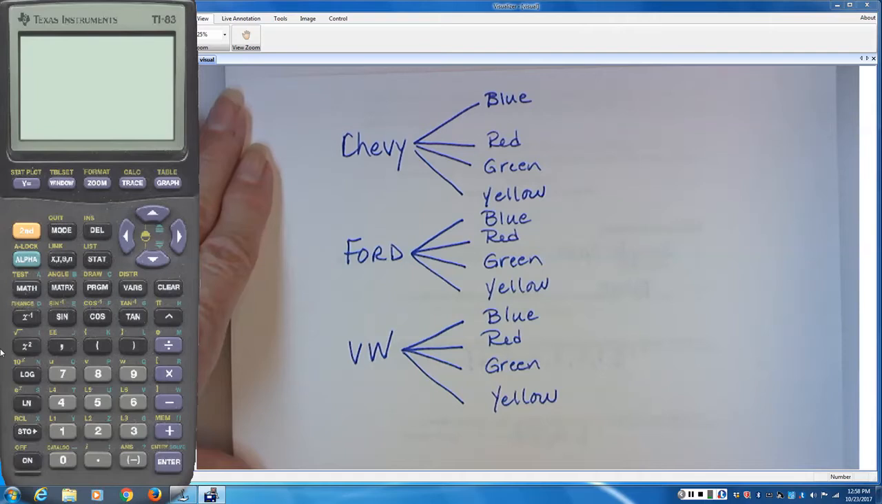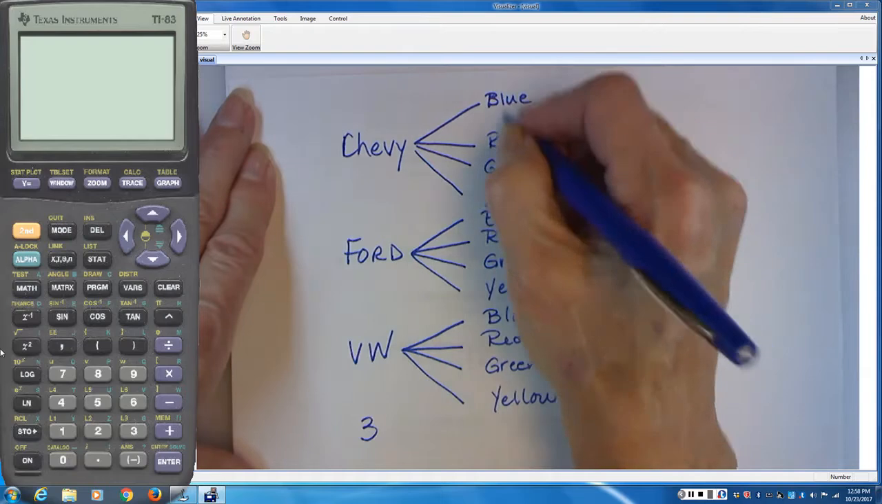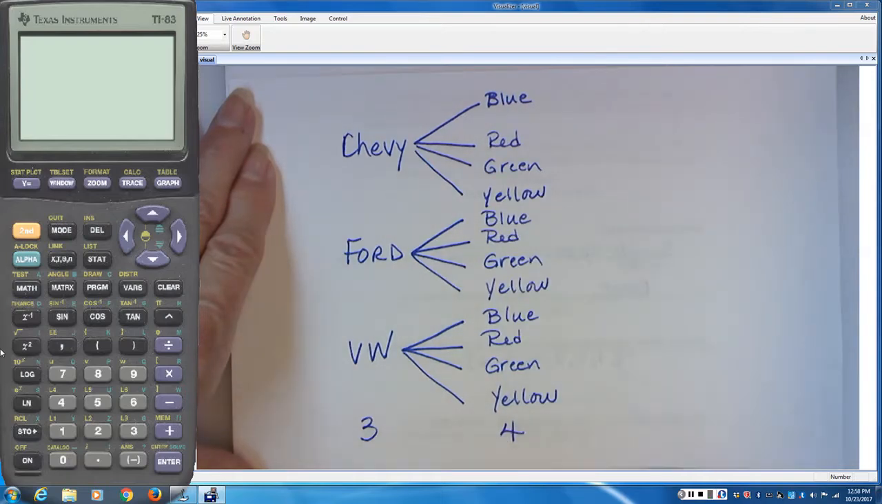Then you can see easily using a tree diagram that here you've got 3 choices. Here you have 4 choices. And the fundamental counting principle says that there's 12 different possible choices for your car.